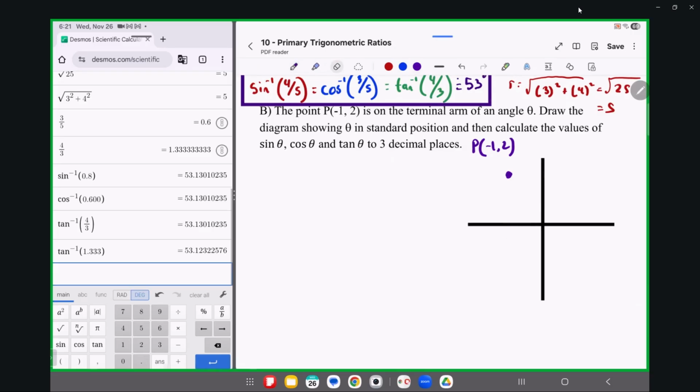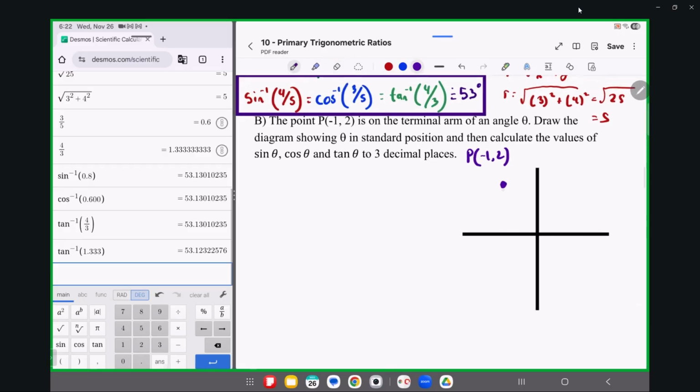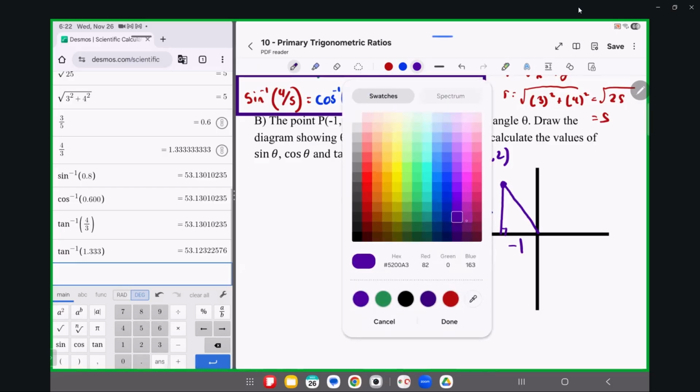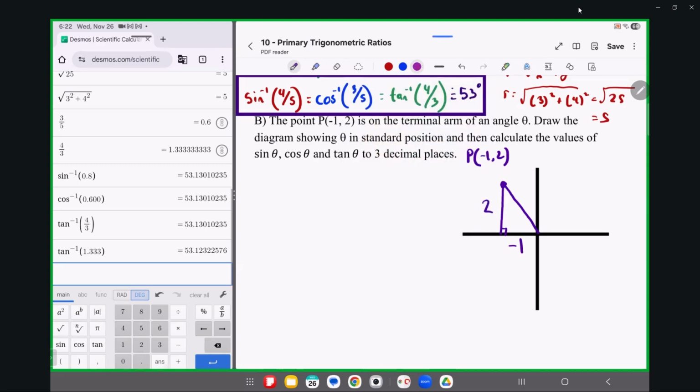My recommendation would be just to sketch the point, and then we can drop a perpendicular line and connect it to the origin, like so. And so now we can say that the horizontal component here is negative 1, and the vertical component is 2. Now, the angle we're talking about here, let's work with pink. Is pink okay? Yeah, pink should be fine. The angle that we're talking about is this angle. This is the angle theta. And you can see theta is already greater than 90 degrees.